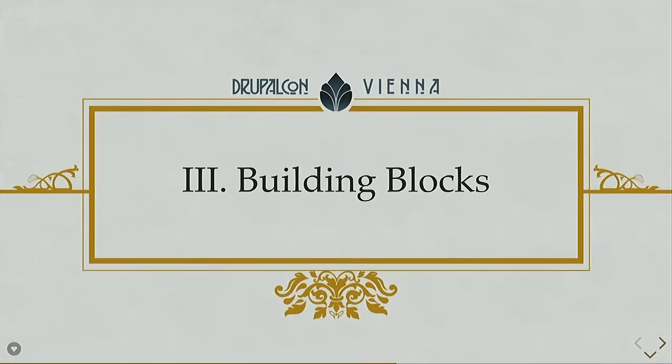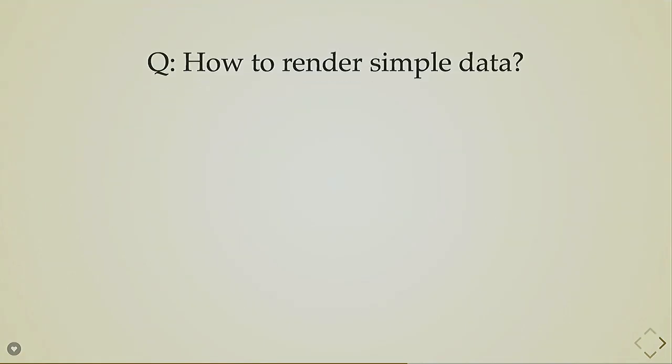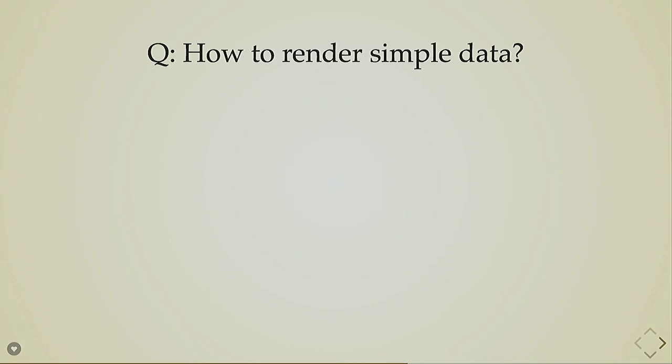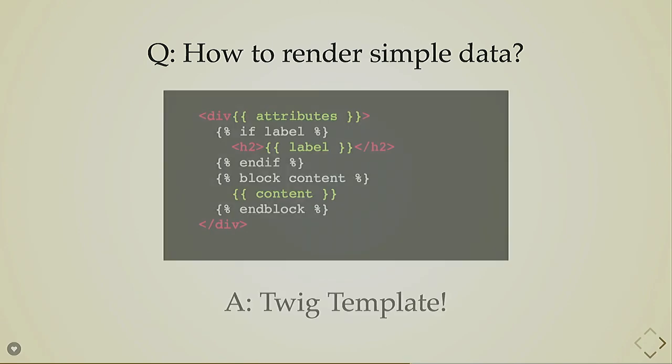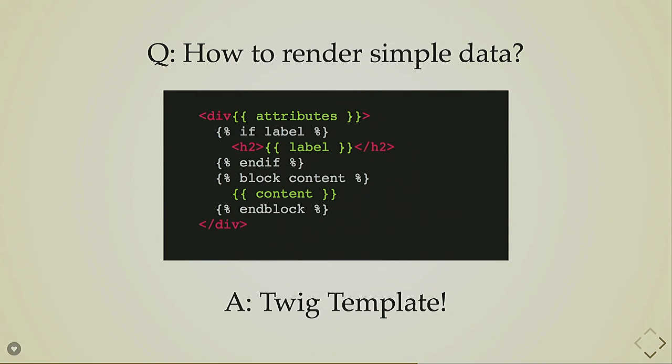Okay, here is the most interesting part of this talk. It's about building blocks. Building blocks are a key layer in this whole concept. Let's go step by step. First, how to render simple data. It's pretty simple with Drupal. We can just create a Twig template and render some data from the database using it, like we do for nodes, blocks, user profiles, and so on. That's pretty easy.